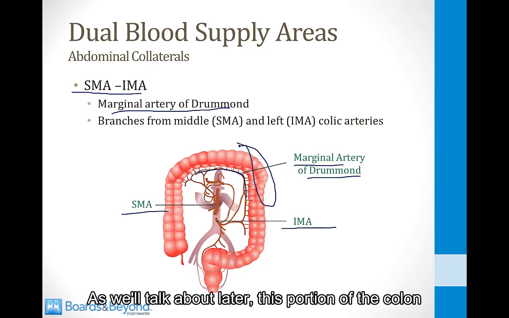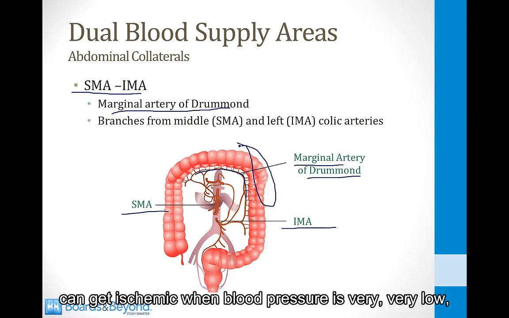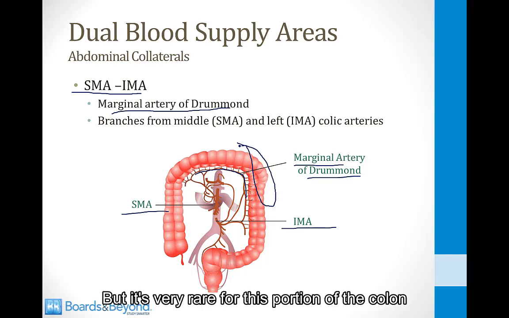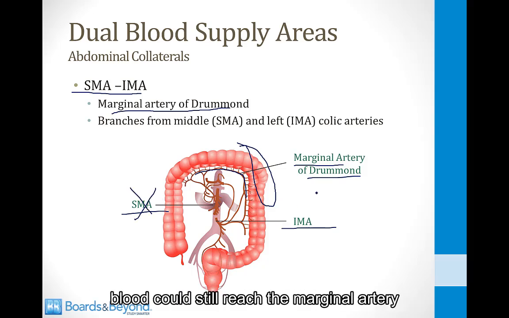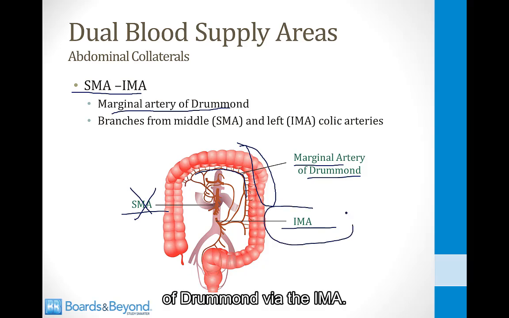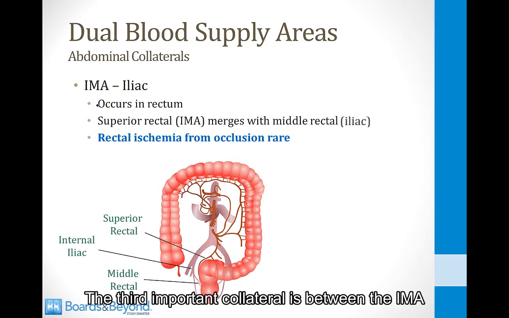As we'll talk about later, this portion of the colon can get ischemic when blood pressure is very, very low, for example, in shock, but it's very rare for this portion of the colon to get ischemic from a vessel occlusion because, for example, if the SMA was occluded, blood could still reach the marginal artery of Drummond via the IMA. The third important collateral is between the IMA and the iliac artery.